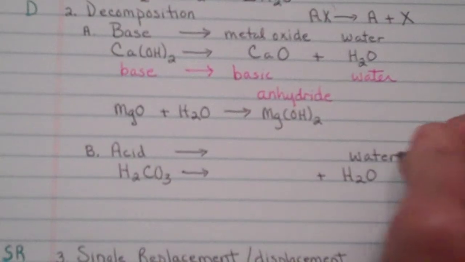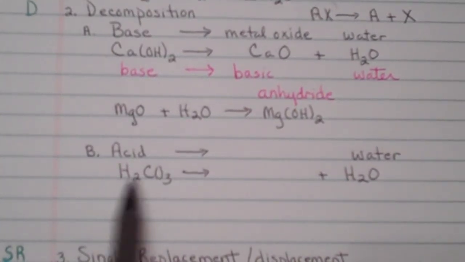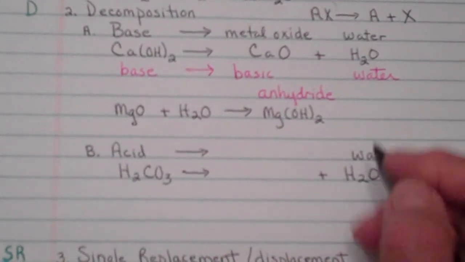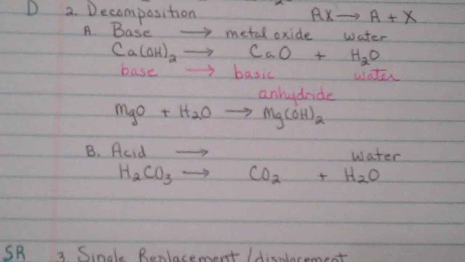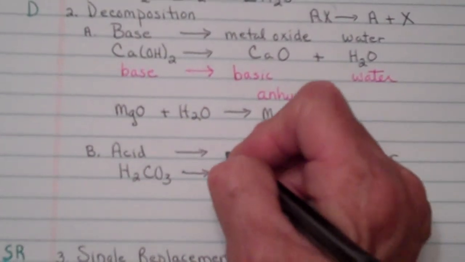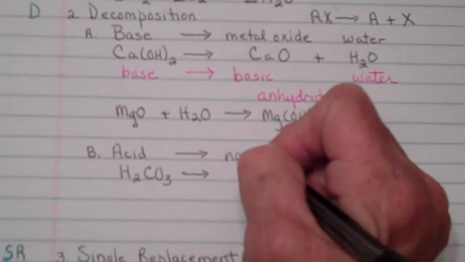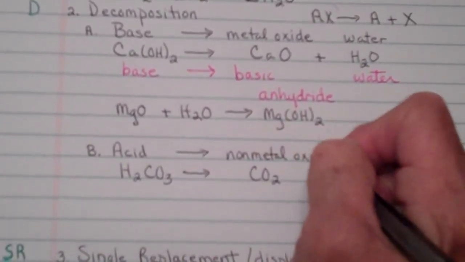Now, what is the other component? Well, let's take H2 and an oxygen out of this formula, and what we're left with is CO2. In this case, the product that we're forming here is a nonmetal. A nonmetal oxide.